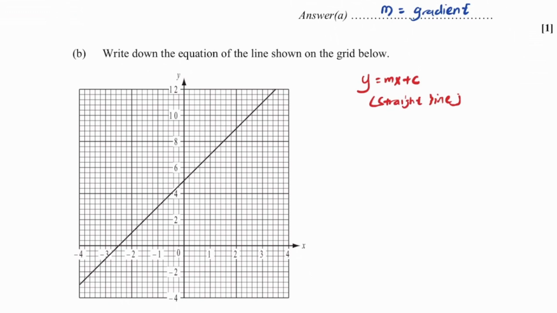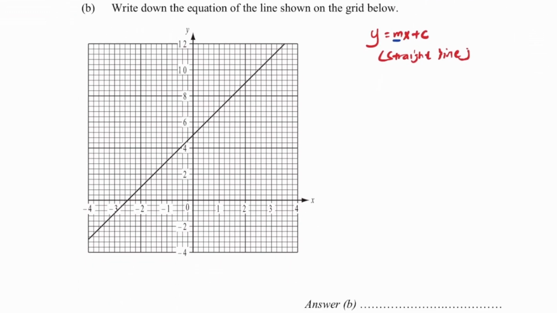Choose 2 points. How do you find gradient? Choose 2 points. We choose the easiest one, which is here, (0, 5). And then the other one is from here. Okay, this is approximately (-2.5, 0). Choose these 2 easiest points.